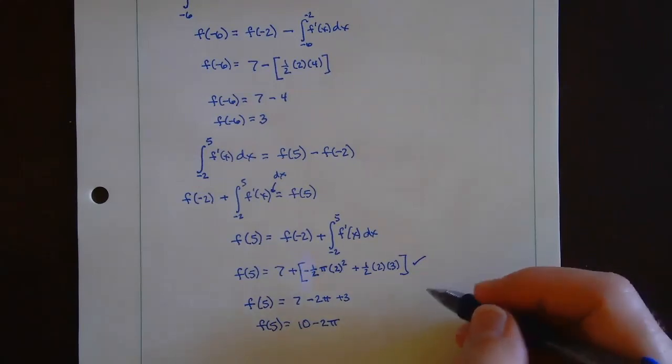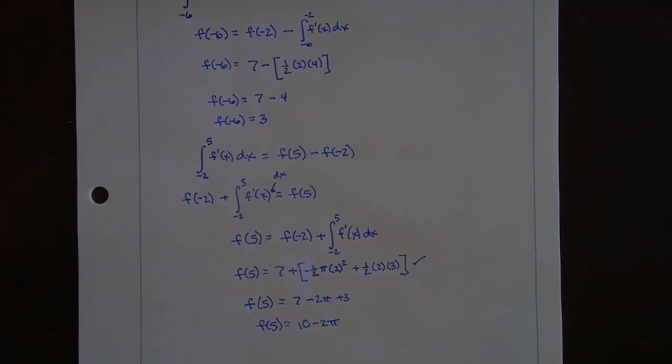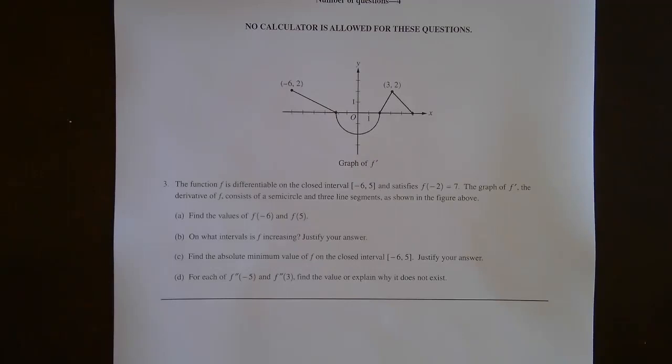Okay, so you could stop right there. All right, so that's the answer to part A. Let's go on to part B. Part B on number 3 is: on what intervals is f increasing, and then we want to justify our answer. So we're going to use where f prime is positive, because where f prime is positive, we know f is going to be increasing.